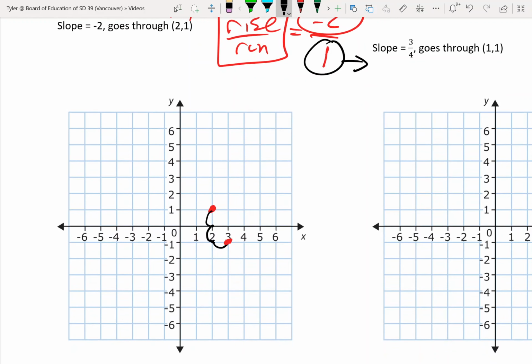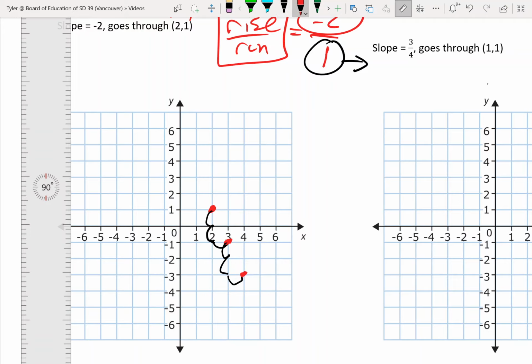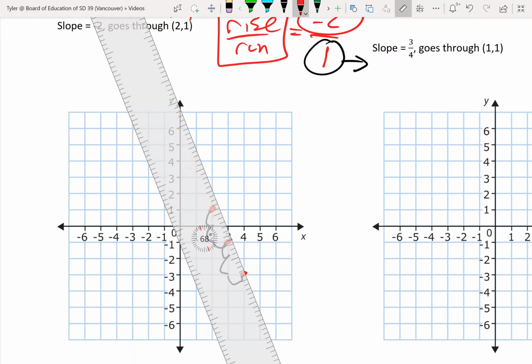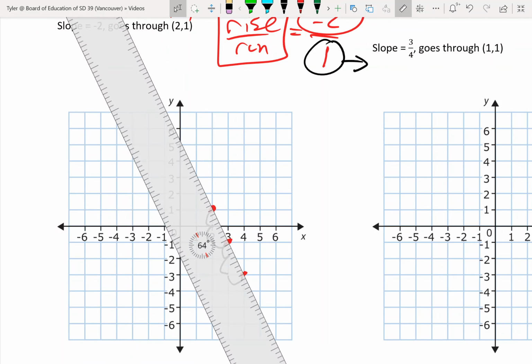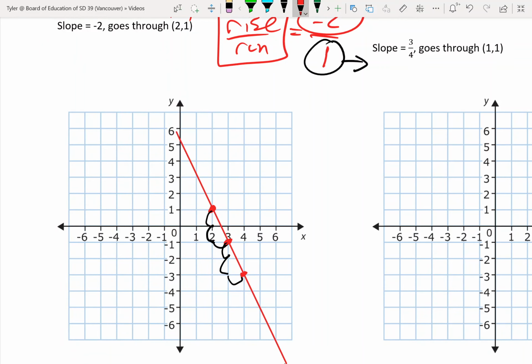Now, I could do it again if I want to find some more points. Down 2, across 1, and then put a point right there. Then you take your sweet ruler, and you draw a line connecting them, and you say, bam, that's it, and you continue the arrows forever because the pattern continues forever.